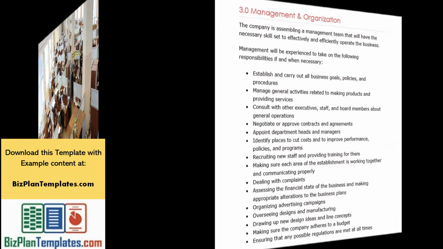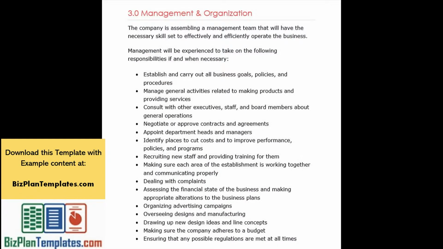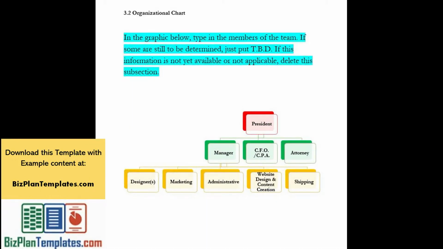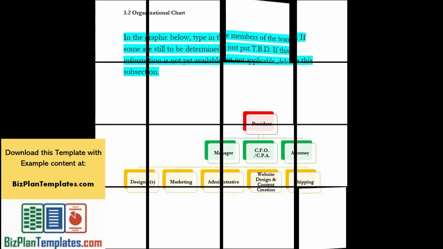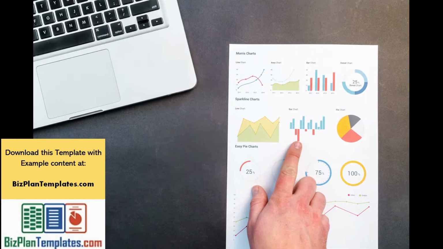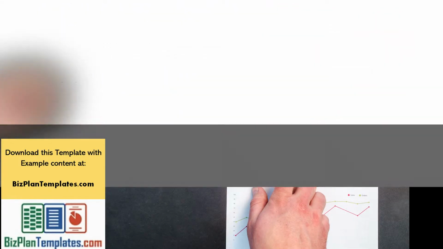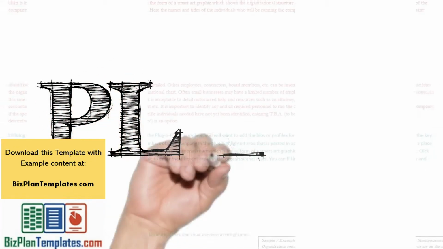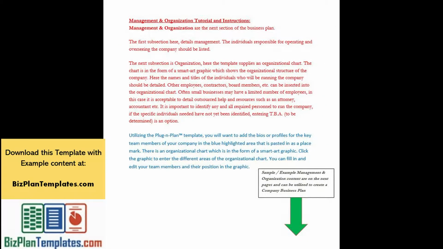Here, the template supplies an organizational chart. The chart is in the form of a SmartArt graphic which shows the organizational structure of the company. Here, the names and titles of the individuals who will be running the company should be detailed. Other employees, contractors, board members, etc. can be inserted into the organizational chart.